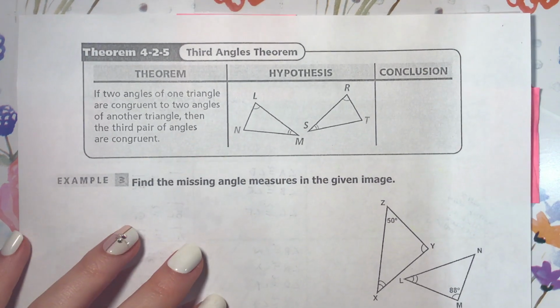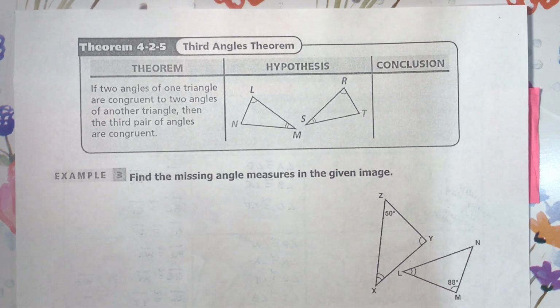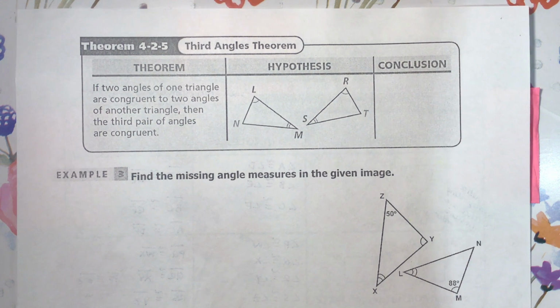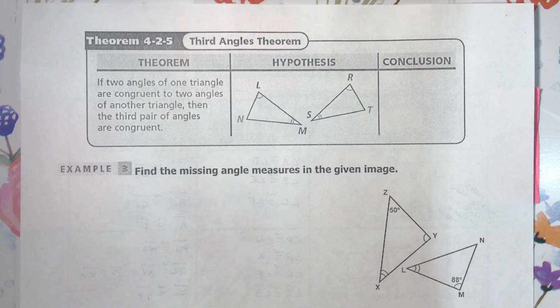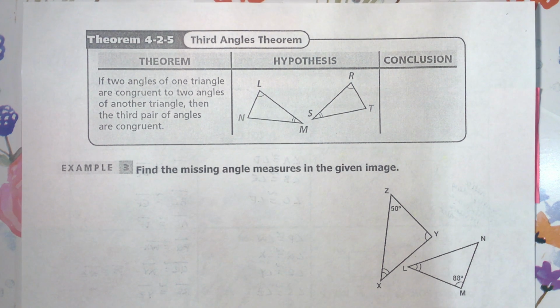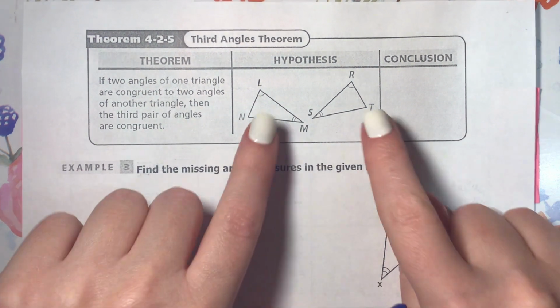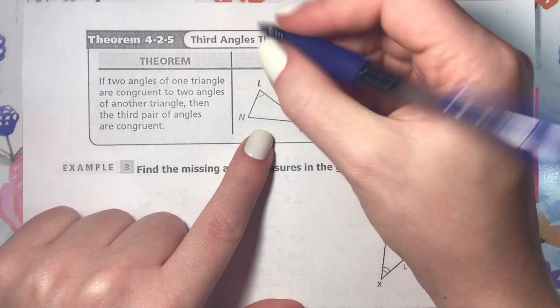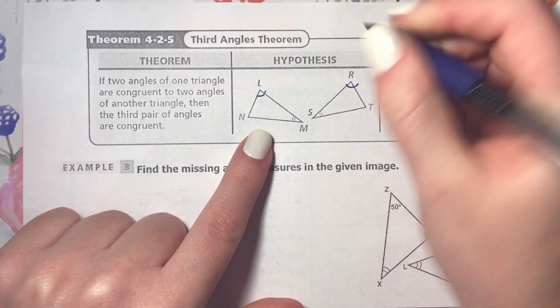All right. So as we continue working, we also have this theorem called the third angles theorem. Now, the third angles theorem tells us this. It says if 2 angles of one triangle are congruent to 2 angles of another triangle, then the third pair of angles are also congruent. So let me say that again. We've got 2 triangles. We know that we have a pair of congruent angles right here and right here.